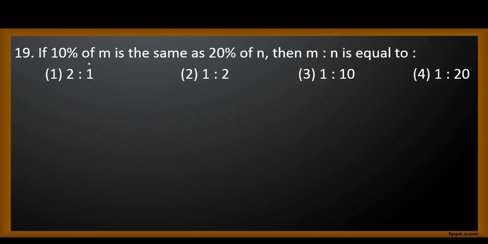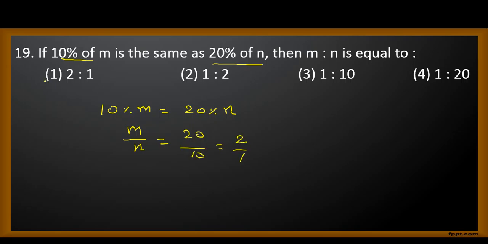If 10% of M is the same as 20% of N, then M is to N equals what? Simple. 10% of M is equivalent to 20% of N. That is equivalent to M by N being nothing but 20 by 10, which equals 2 by 1. Simply the answer is option 1.